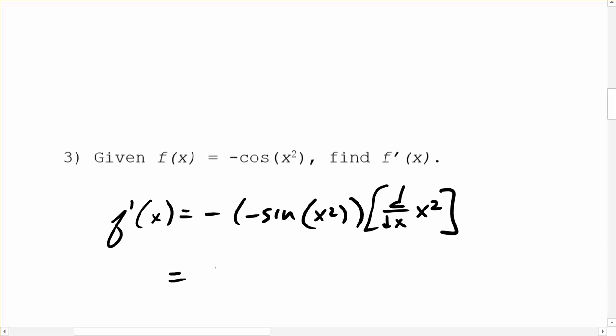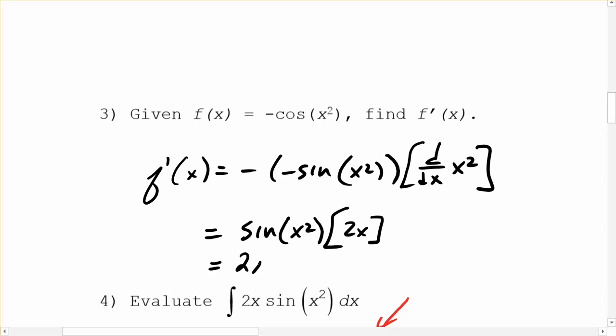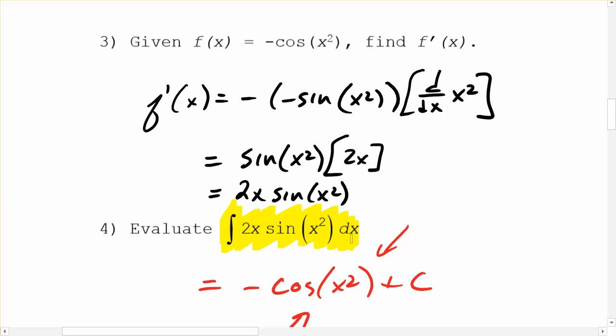So let's simplify this. It's going to be 2 negatives. So what is it? Sine of, and then what does that get multiplied by? 2x. So I generally like to write it as 2x sine of x squared. So what's nice is if I set you up like this, what can you now answer? You could have answered this right here, which is really cool. What is the integral of that thing? Well, you know that the integral of that has to be negative cosine of x squared, because you just showed that the derivative of negative cosine of x squared is that.